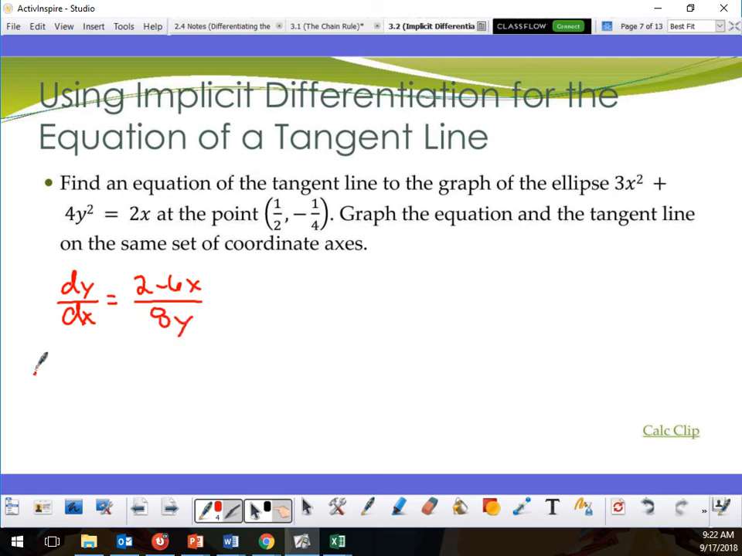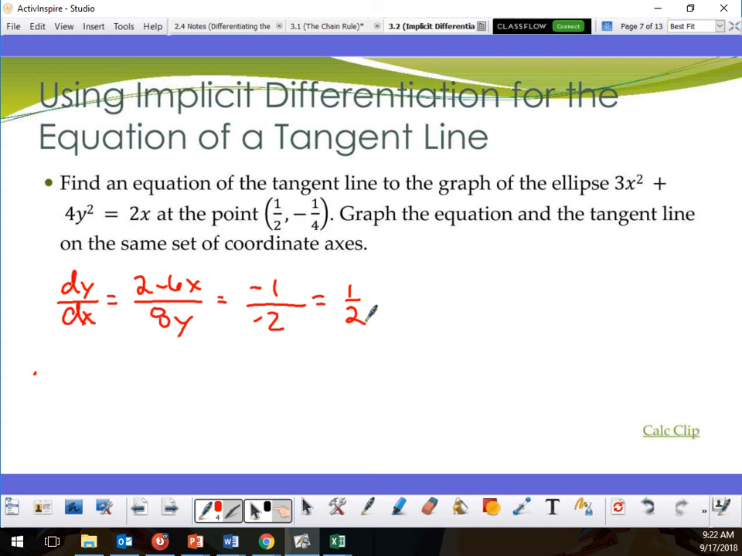Okay, so if I'm finding the slope there, I've got to plug in those points. So it's 2 minus 3, which gives me negative 1, over 8 times negative 1/4, which is negative 2. So my slope is 1/2.